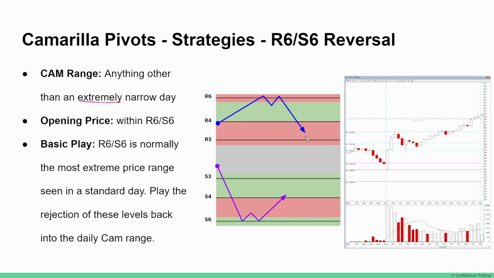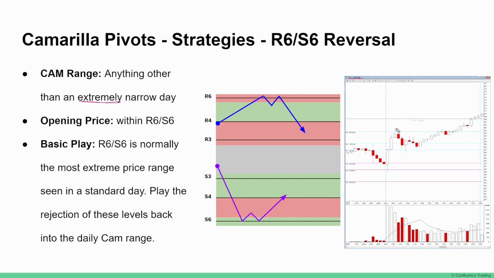Note that R6 and S6 are essentially the most extreme price ranges that you would typically see in a day. The breakout of these levels is fairly rare, and so what you're trying to do, again, is just play this reversion to the mean mentality where you're not expecting price to break out of those very often. So an example of these is on Tesla.